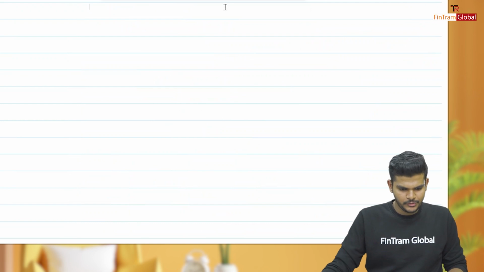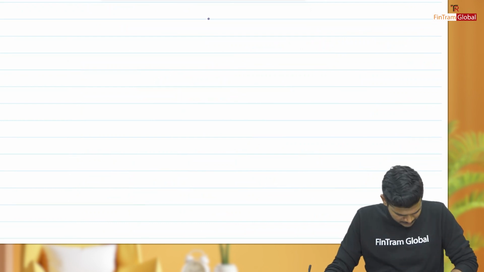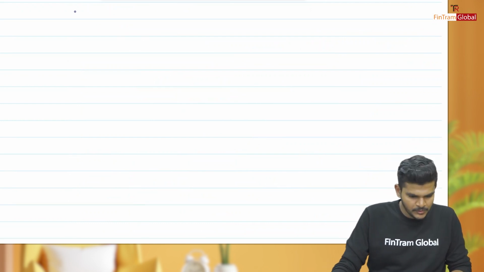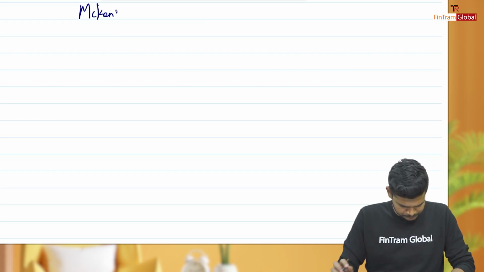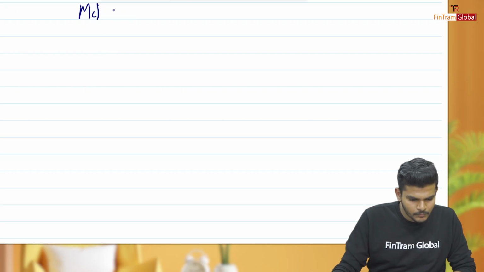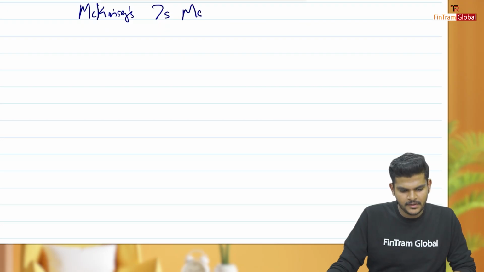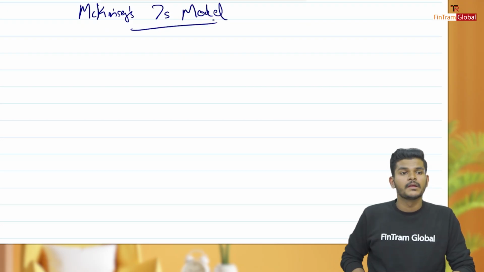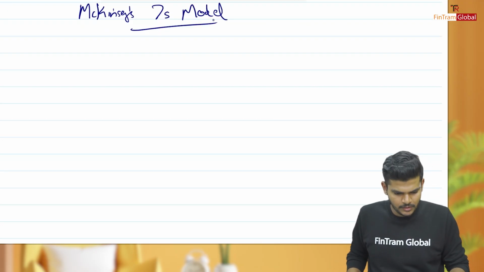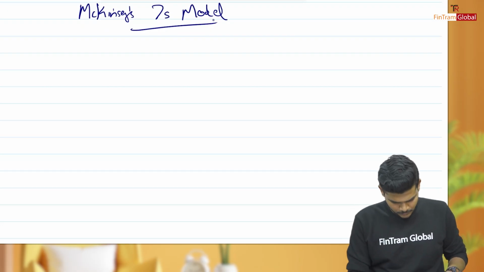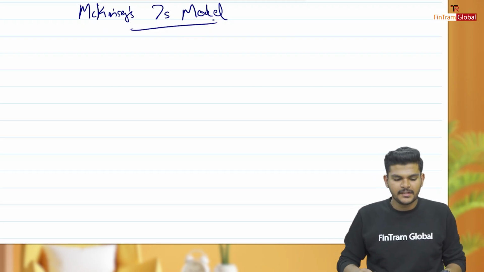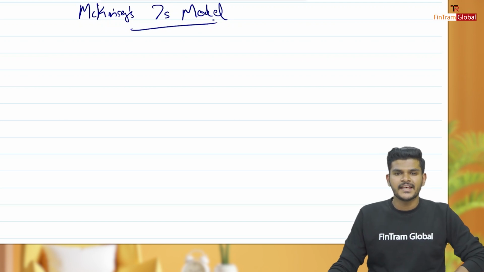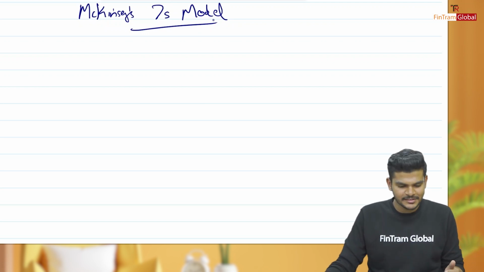And moving on to the next part, which is another model. We call it the McKenzie's 7S model, right? So we have the McKenzie's 7S model as well. So what is the McKenzie's 7S model all about? There are 7 S's, right, as the model suggests. So what are these 7 S's?